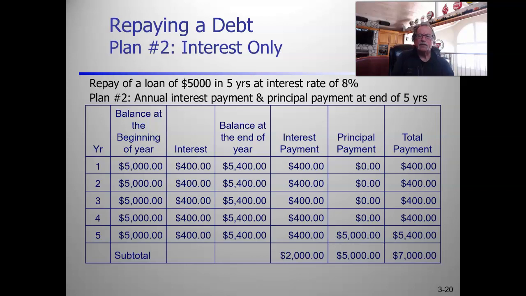And so we're going to borrow $5,000. We're going to pay interest only every year, and then at the end of the 5th year, we're going to pay all the principal back. We're going to pay the $5,000 back.